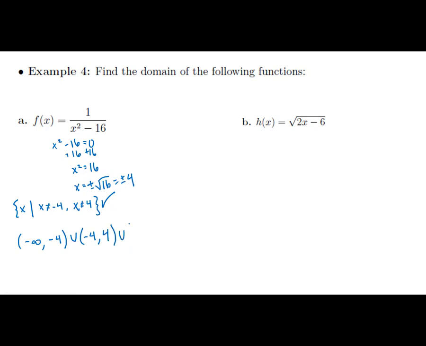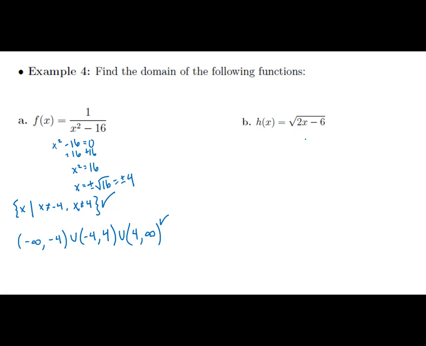And then I'll pick things up again after 4, and there's no more problem spots, so then I can ride off in the sunset to infinity. And so there's my domain if I'm writing it in interval notation. All right, part B here.